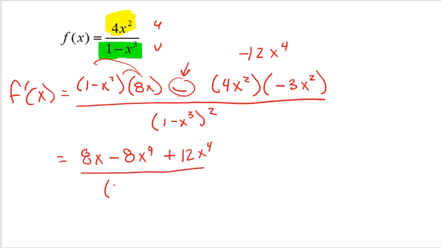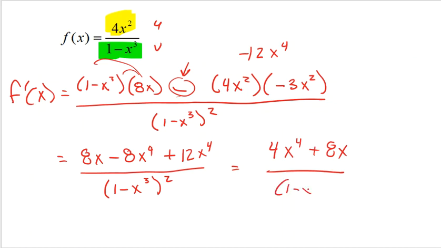And then again, don't multiply, right? That's a binomial. It's an ugly binomial, 1 minus x cubed squared. I would just leave it like that. There's no reason for you to do more with that. You're just going to overcomplicate things. But I can combine my like terms. So in the numerator, 8x to the fourth plus 12x to the fourth is 4x to the fourth plus 8x, all divided by 1 minus x cubed squared.